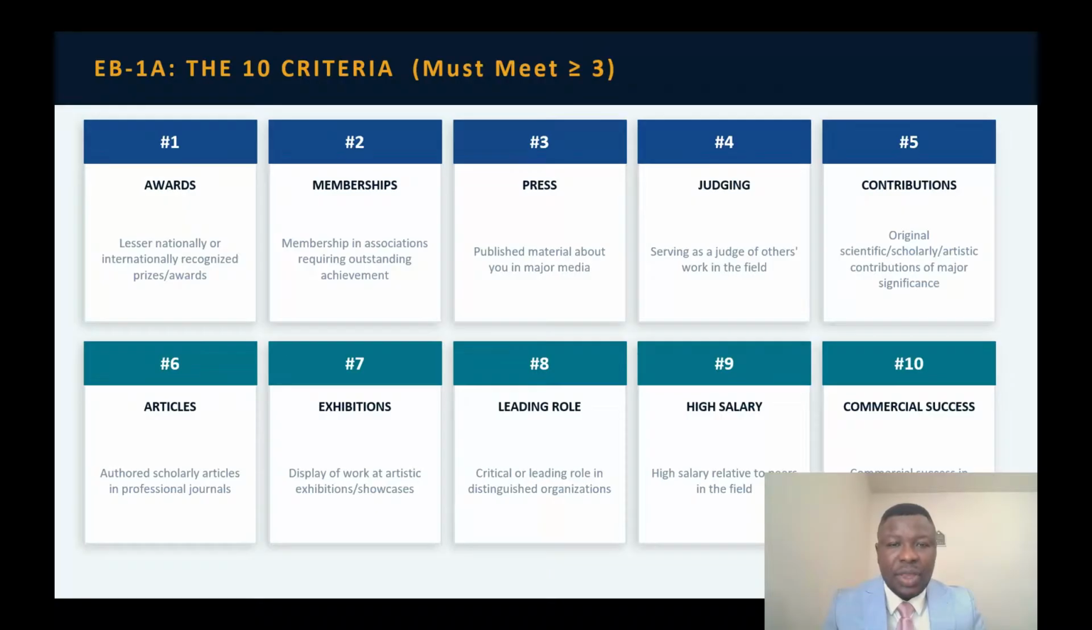Right? Now, the fourth criterion is judging the work of others in your field. So if you have served as a judge of the work of others in your field, maybe you've been on interview panels, or you've been an associate editor of a journal, an editor of a journal, or you've peer reviewed the work of other people in your field, then you can claim this criterion.